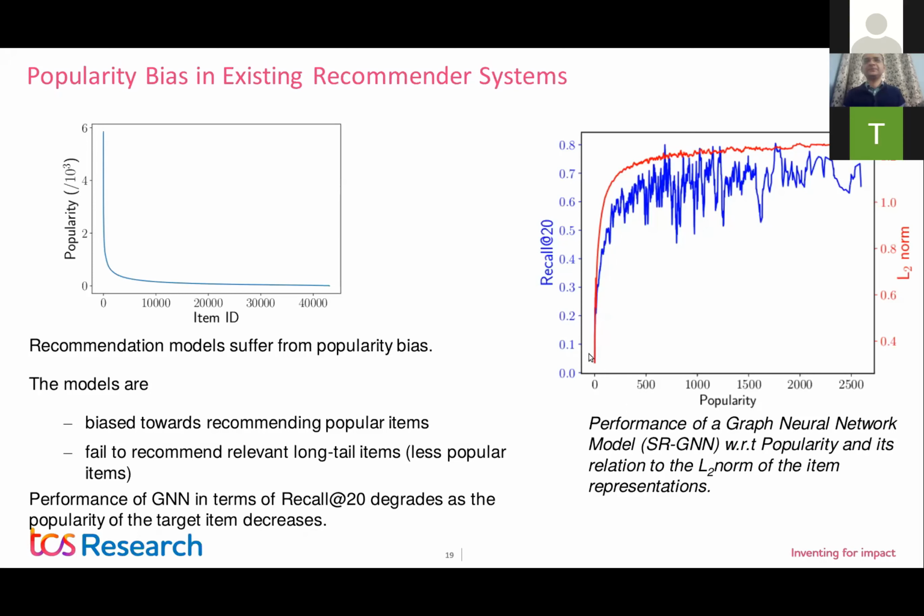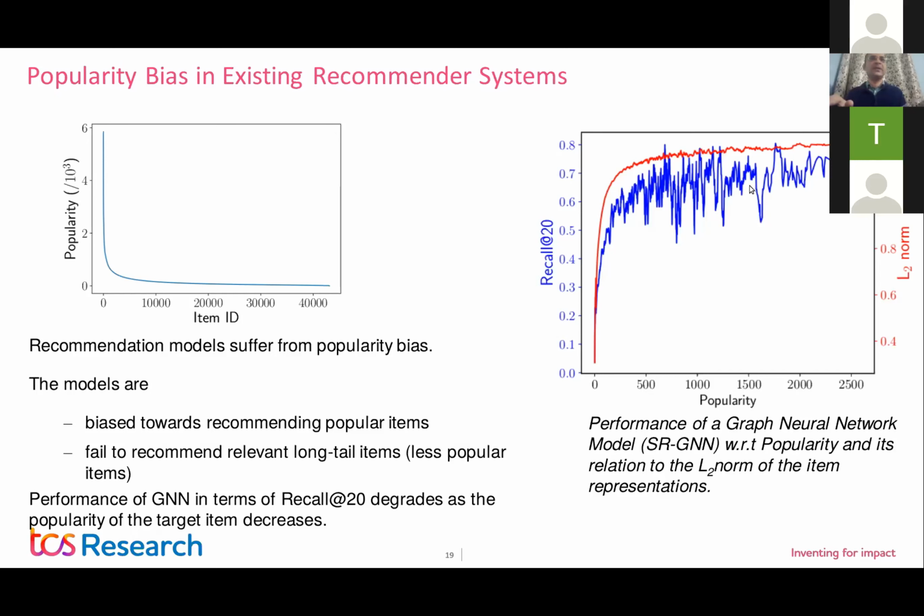Right? And then, interestingly, what you also see on the right y-axis here is the L2 norm of the item representations. As I said, each item is being represented in a lower dimensional space, and therefore it is a vector, and this vector has a norm. So we found a very strong correlation between recall and the norm of the item representations. Basically, the more popular the item is, the higher is the L2 norm of its representation, and also the higher is its recall.